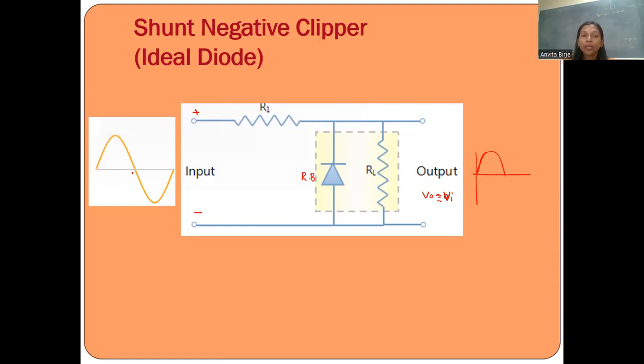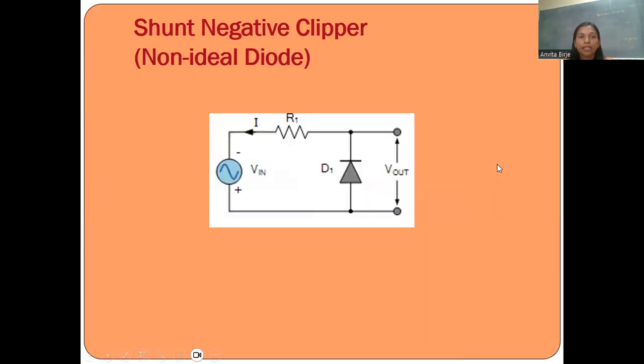Okay. And during negative half cycle, the polarity will change to minus and plus. So now positive terminal is connected to the anode terminal. Therefore, diode is in the forward bias. Now when the diode is forward bias, it acts as a closed switch. It is completely closed and therefore output is equal to 0. There is no output at the negative half cycle. Output is 0. So you can see the negative half cycle is clipped off or removed from the input.